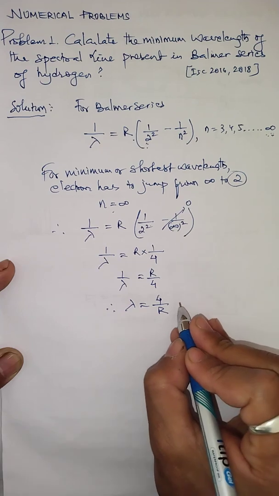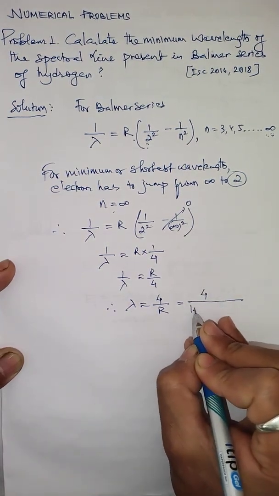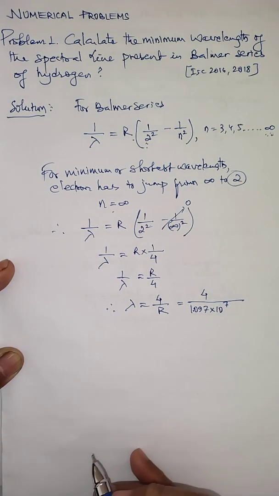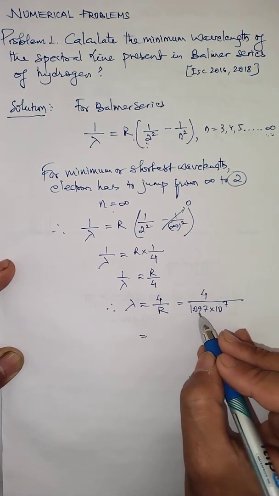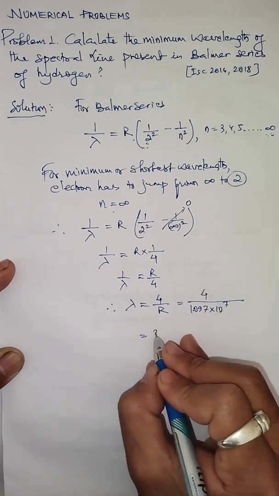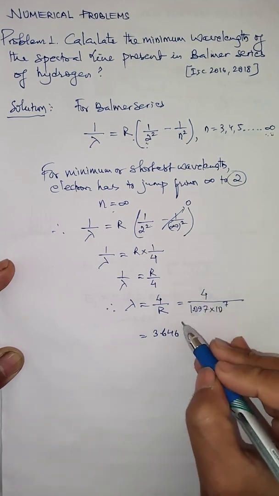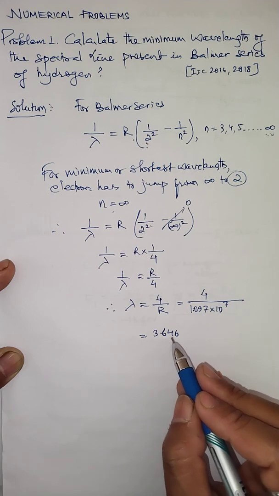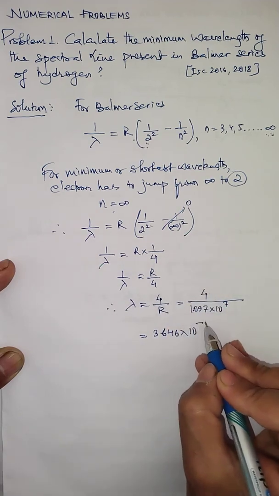With this relation we measure the wavelength. Let me substitute the value: 4 by R, where the R value is 1.097 into 10 to the power 7. Let me take the power to the numerator. Now 4 divided by 1.097, you can use the calculator, we get approximately 3.646 into 10 to the power minus 7.